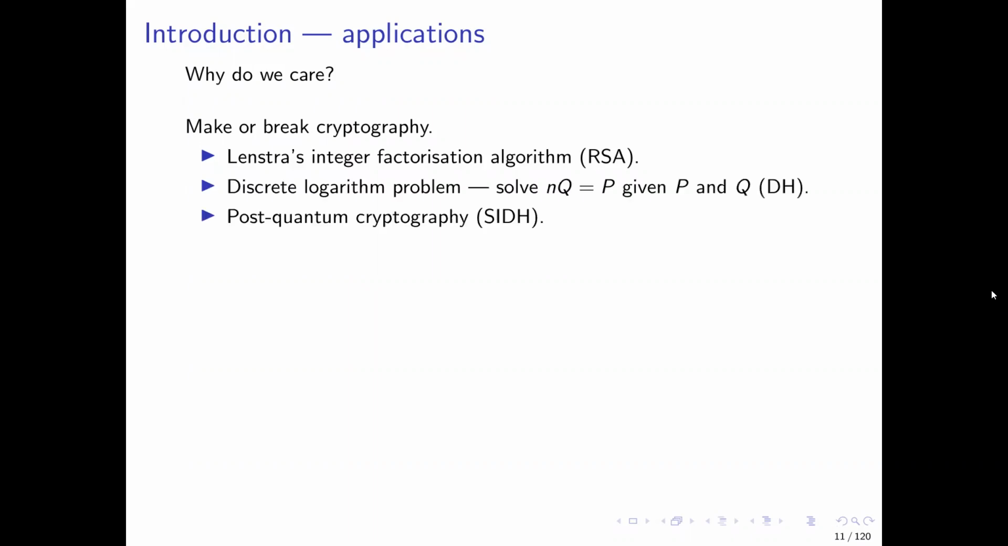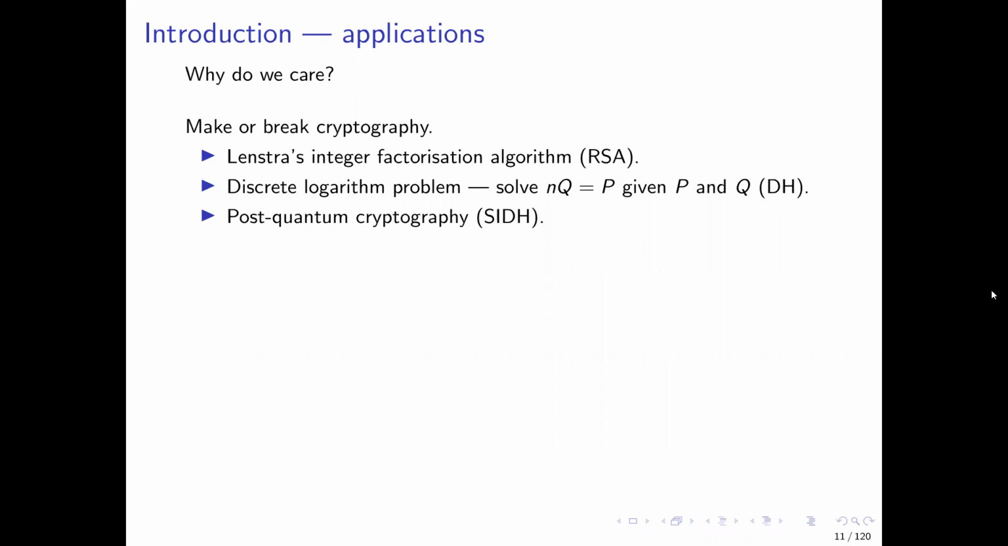There are also a few other applications, like Diffie-Hellman. Diffie-Hellman is basically a cryptographic scheme that involves a problem called the discrete logarithm problem. It's a hard problem, and there are not many good ways to solve it. The idea is, given P and Q, you want to obtain the n such that n times Q is equal to P. And that's not so obvious how to do.